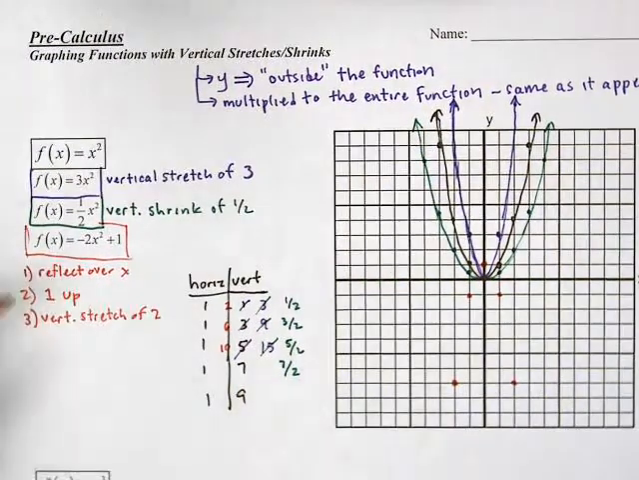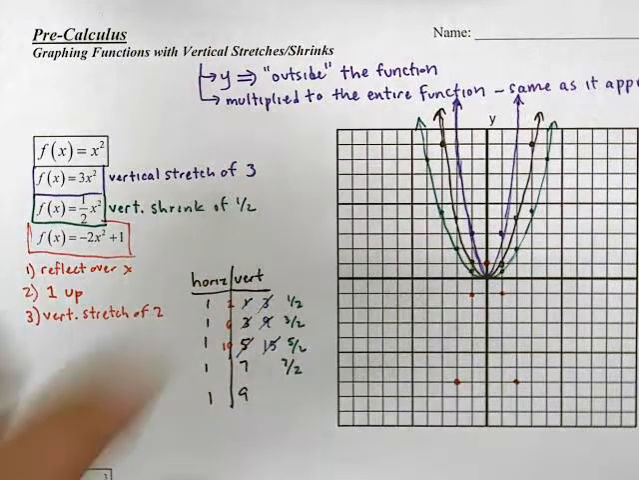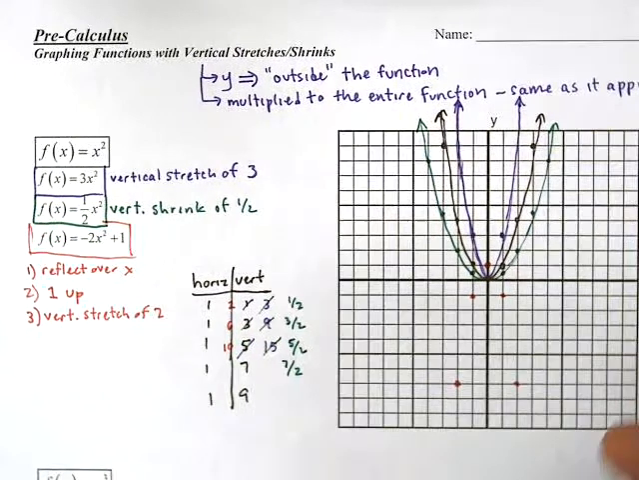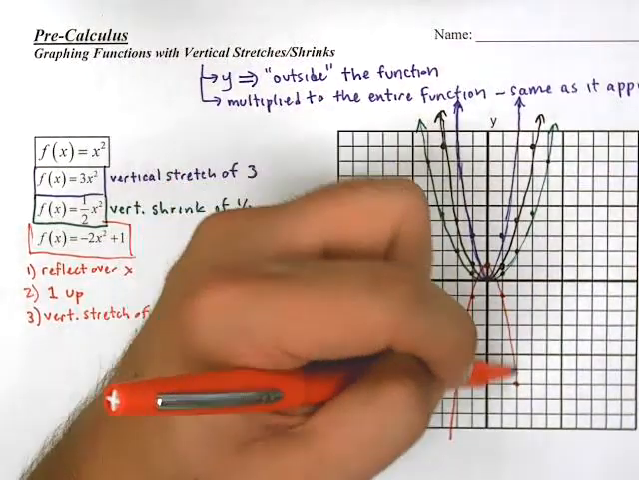I want you guys to understand the reflecting part, you're not actually reflecting over the x-axis. You're just kind of flipping it so you know that the orientation is different. It's not opening up, it's opening down. Okay? And then you can sketch.